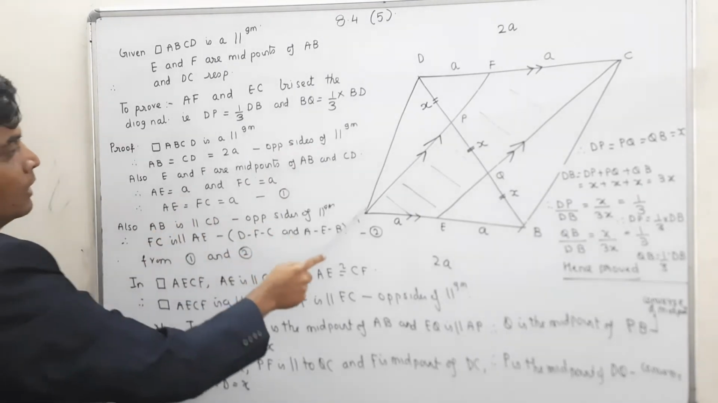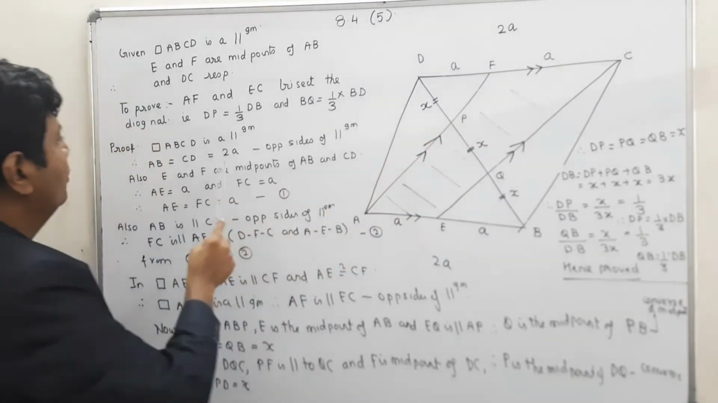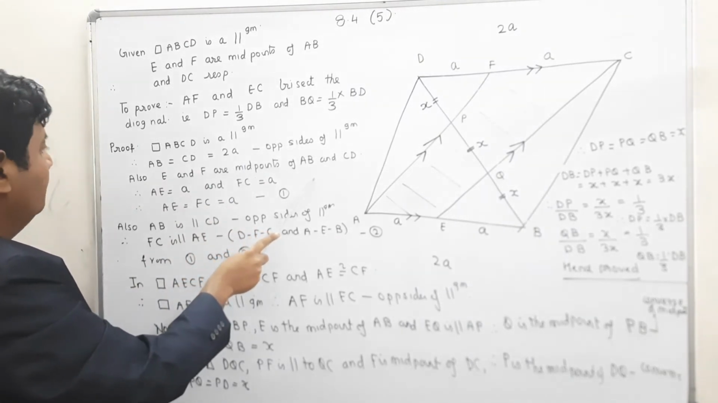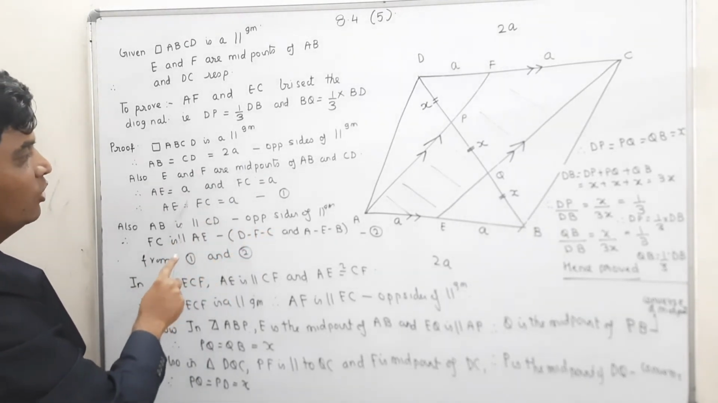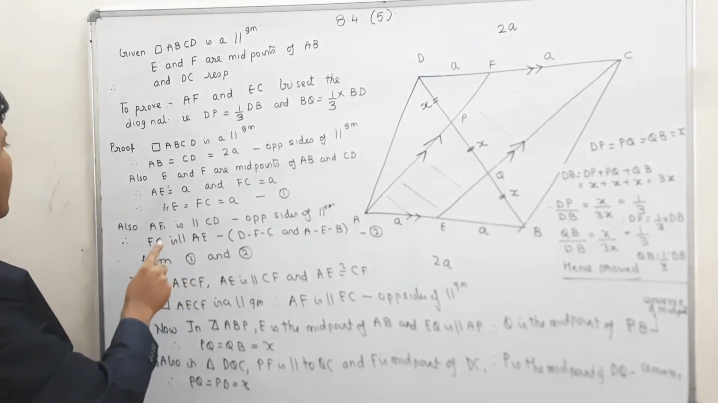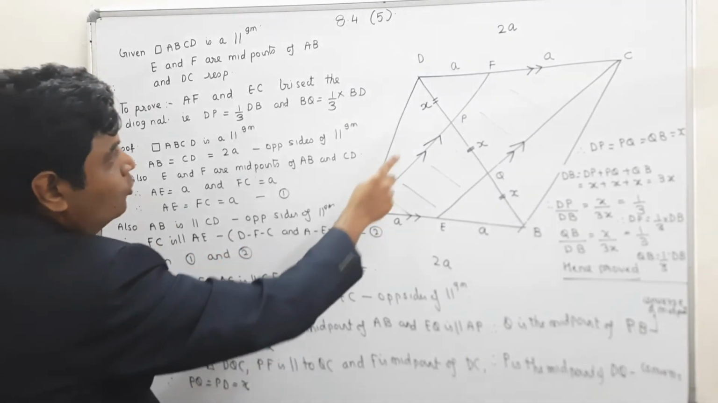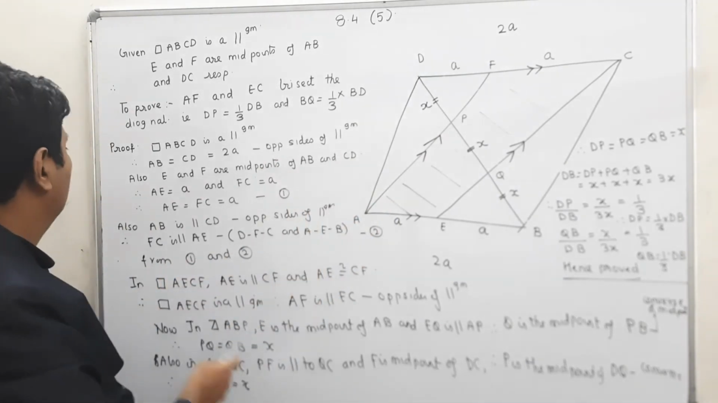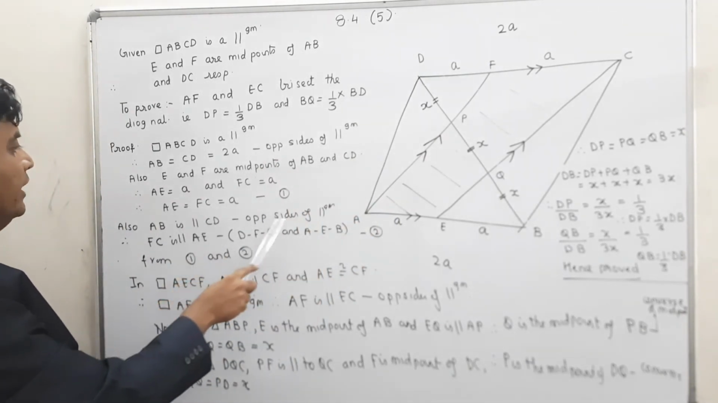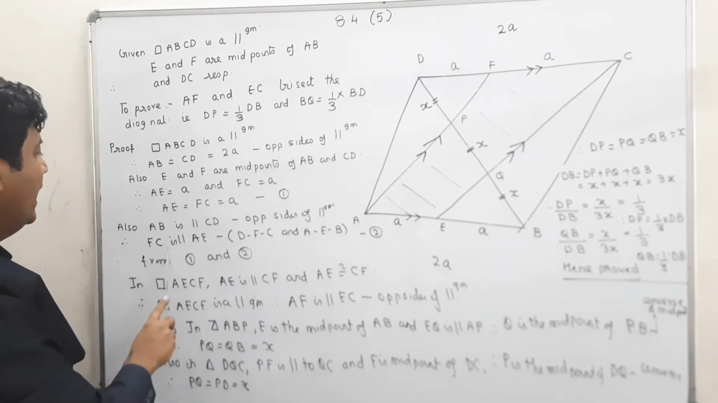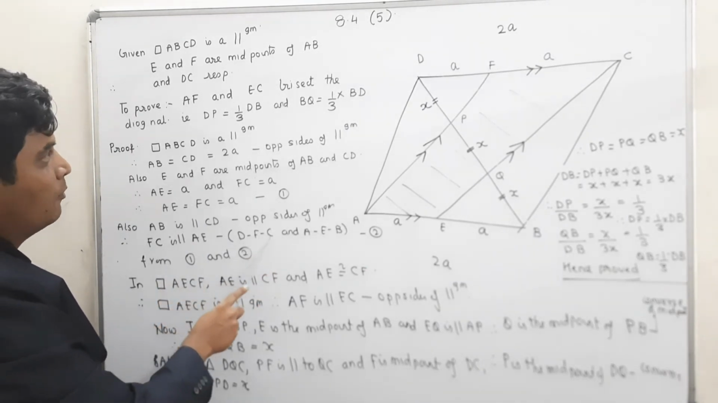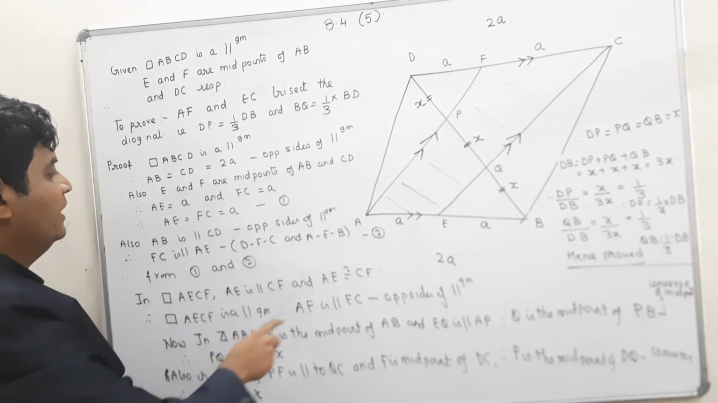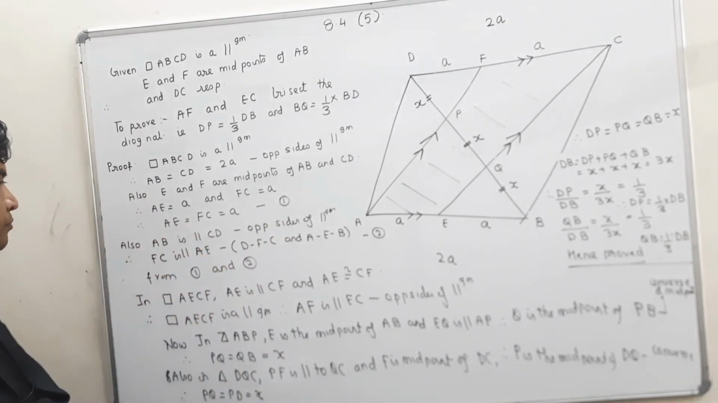Therefore, AB is equal to CD is equal to 2A. E and F are the midpoints of AB and CD respectively. Therefore, AE is equal to A and FC is also equal to A. Therefore, AE is equal to FC is equal to A. AB is parallel to CD, opposite sides of a parallelogram. FC is parallel to AE because the points are collinear. From 1 and 2, you get quadrilateral AECF is a parallelogram.